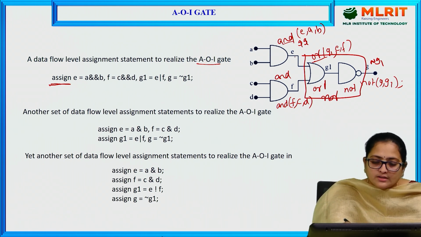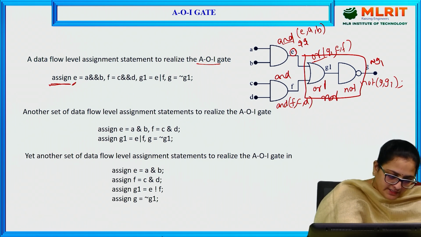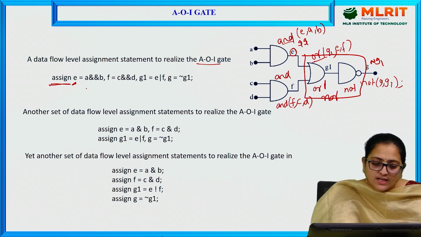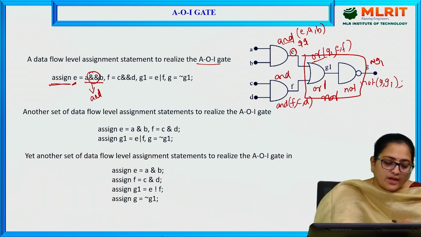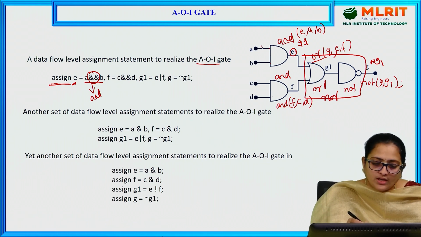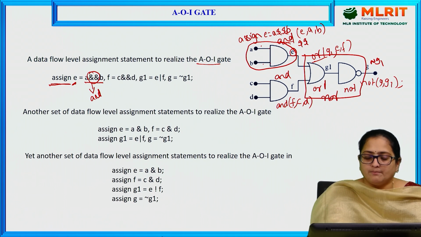So here the output of the AND gate is given with E. So assign E. What do you need to assign? We need to assign A and B. So A ampersand B is an operator which is used to perform an AND operation between A and B. For this, you can write assign E is equals to A ampersand B.